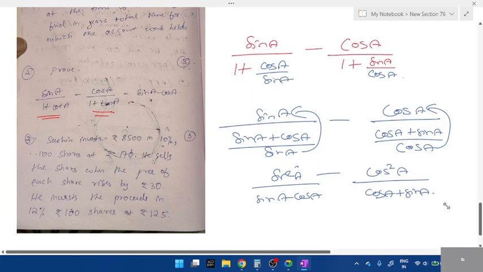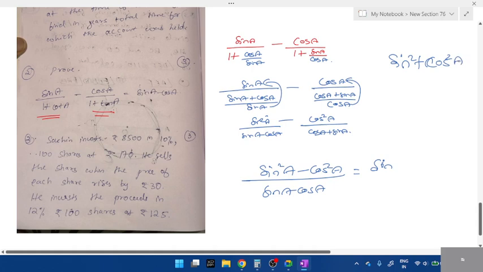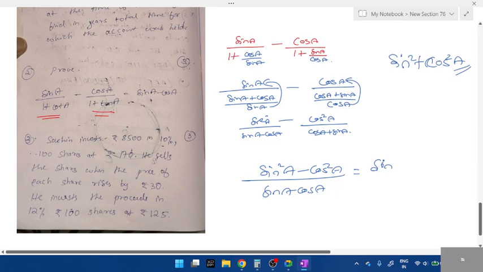So what's the LCM for the students? Both are same. How come square? Both are same. If both the denominator is the same, just write numerator. You get sin square A minus cos square A. What is sin square A minus cos square A? 1. You'll get 0 there. That is sin square A plus cos square A is 1. If you write 1 there, they'll give you 1 mark.